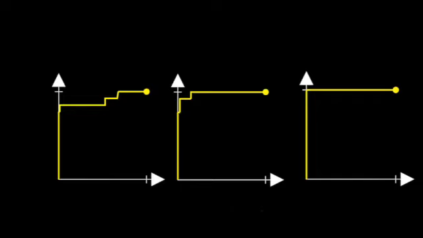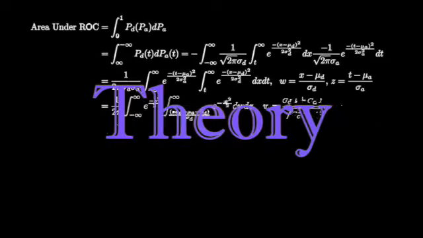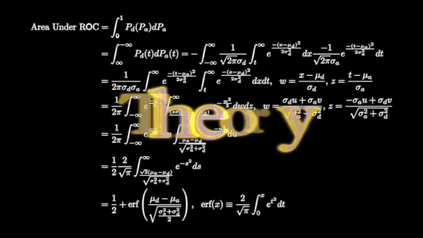By comparing the ROC curves, it becomes clear which radar setup is better. The curve that is more bunched in the upper left corner is a better system. Let's look at a little theory. In particular, we'll discuss area under the ROC curve.